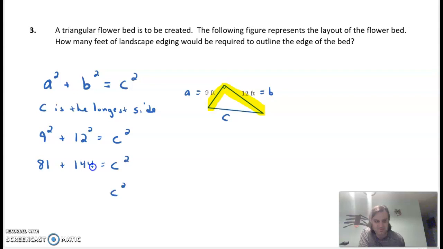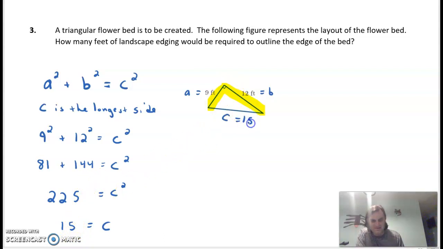So we're going to add those 2 together, and I believe that gives me, well, let's use our calculator just to be careful. 81 plus 144, 225. So C squared is 225. So I'm going to take the square root of both sides, and C should be 15 if I'm not mistaken. Yes. So C is 15. So that's what we learned by this formula.